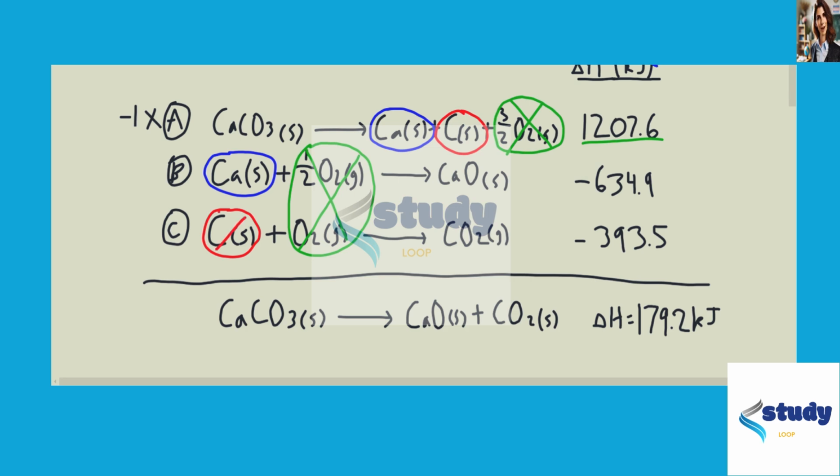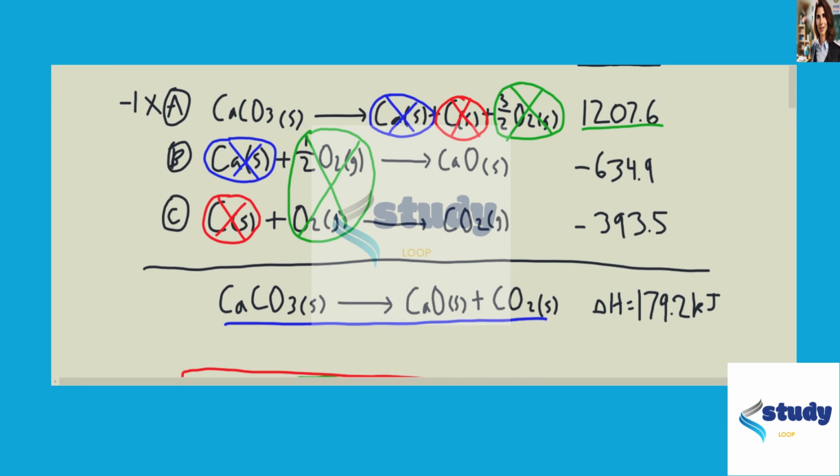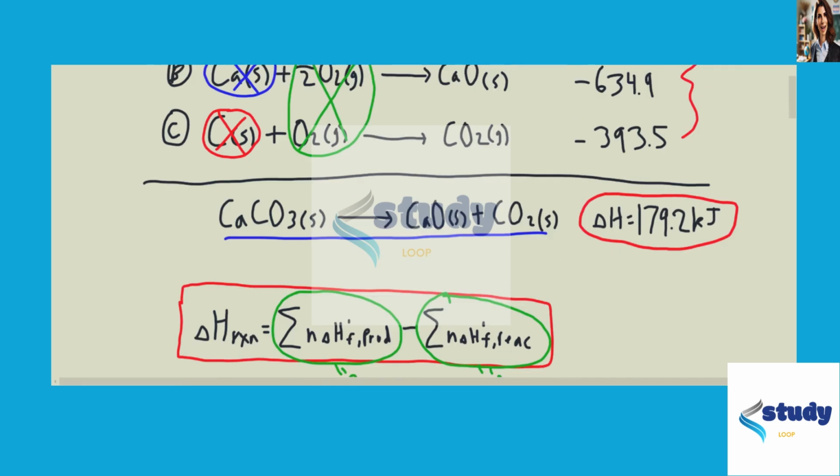We also have 1 mole of solid carbon on each side and 1 mole of solid calcium on each side. And so when we cross that all out and we combine these three reactions, we see that we are left with the overall desired reaction. And so now all we have to do to find the delta H of the reaction is to add these three terms together. And we should get an answer of delta H of reaction to be 179.2 kilojoules.